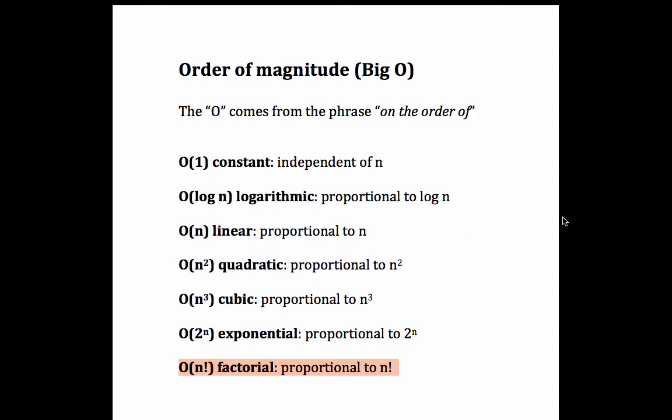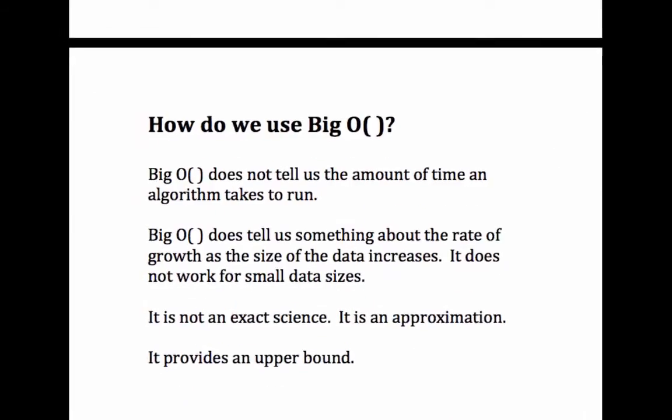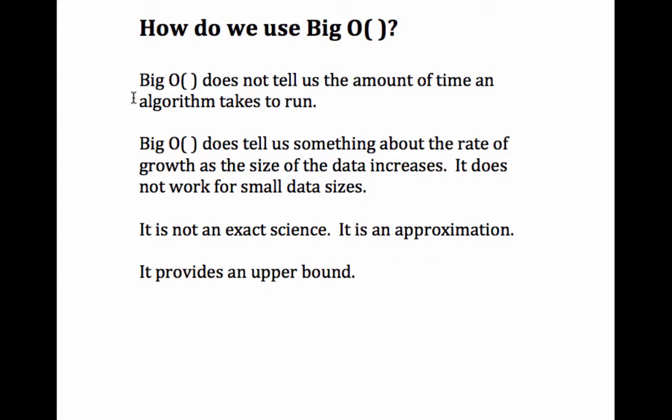So it's very important to understand that there's a big difference between something that is directly proportional to n and something that is quadratic or cubic for the same values of n. So how do we use this big O notation? First, the big O doesn't tell us the exact amount of time that it takes for the algorithm to run. That's not what we're talking about. What it tells us is something about the relationship between the size of the data and the amount of time that it takes to run the algorithm. Specifically, how the running time is affected by increments in the data.